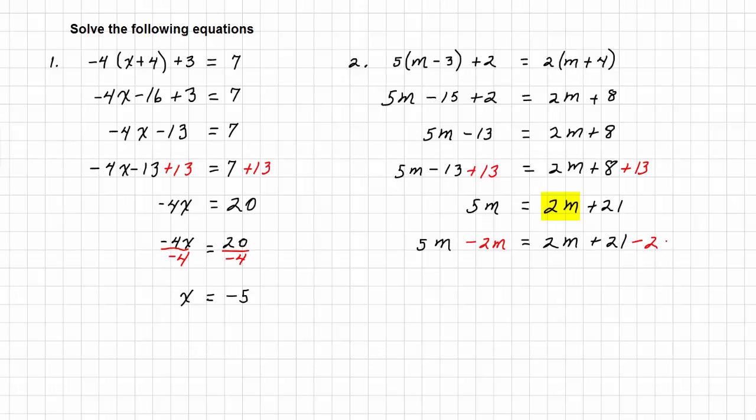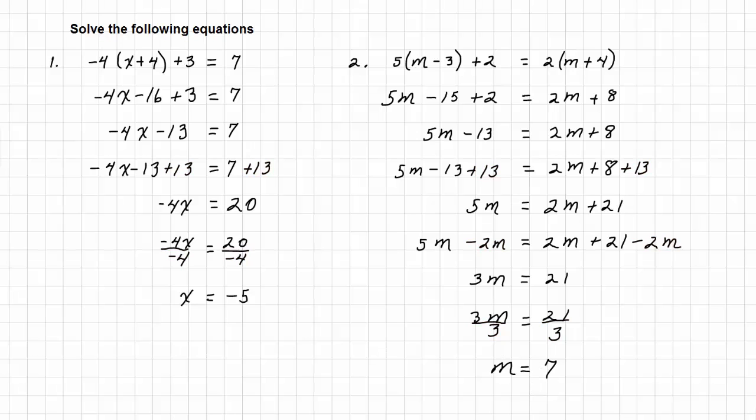I put the negative 2m at the extreme right of the equation. I just did this to show you that it doesn't matter where you put the numbers you're subtracting from both sides. So on the left we have 5m minus 2m, which is 3m, and on the right 2m plus 21 minus 2m, we end up with 21. To get 1m, you divide both sides by the coefficient of m, which is 3. So you end up with 3m over 3 equals 21 over 3, or m equals 7.